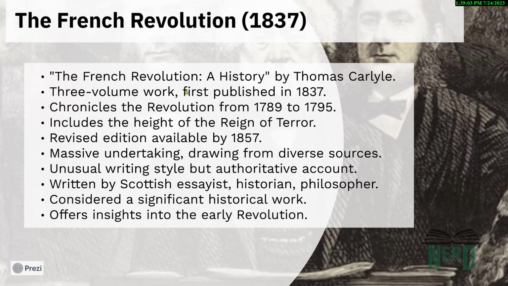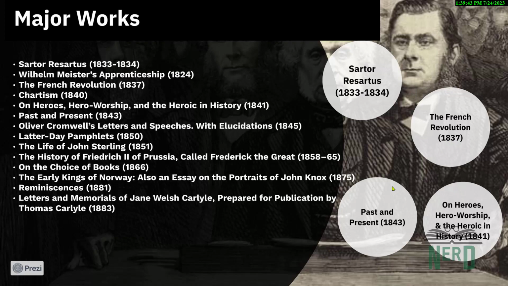As you can see, the full title is The French Revolution: A History by Thomas Carlyle. It is a 3-volume work, first published in 1837, that chronicles the revolution from 1789 to 1795, and it includes the height of the Reign of Terror. A revised edition was available by 1857. It was a massive undertaking, drawing from diverse sources, with an unusual writing style, but an authoritative account. Okay, so that is all about the French Revolution. You only have to remember the date, 1837.